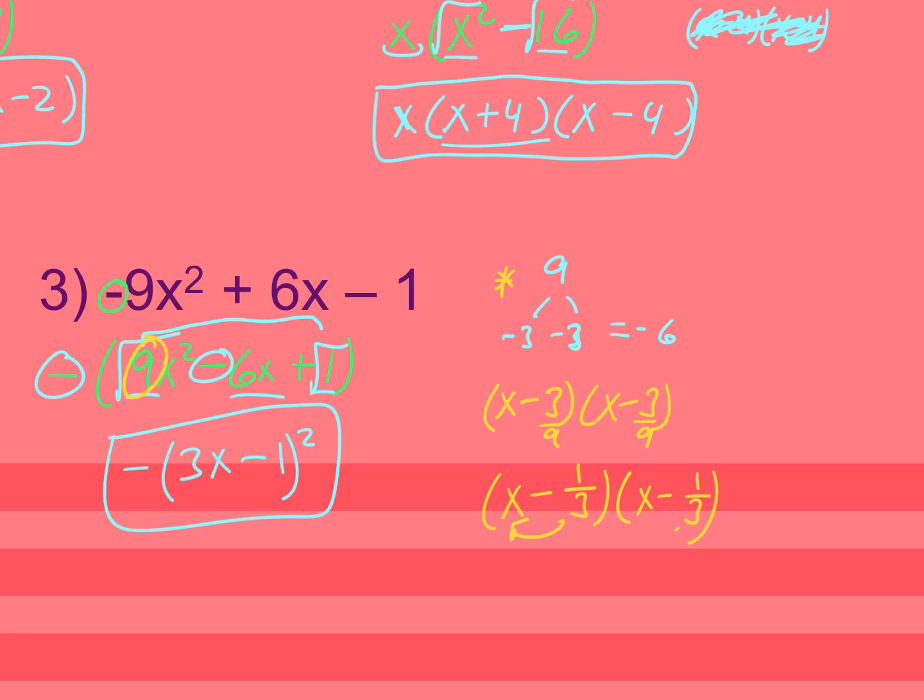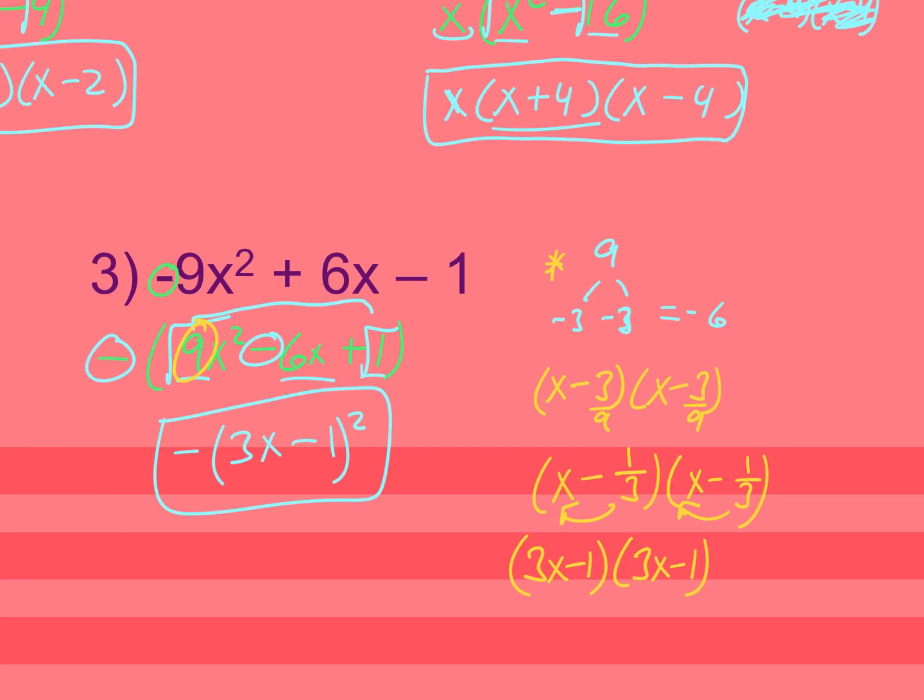We still have a fraction, so I'm going to slide these numbers out front. I get a 3x minus 1 and a 3x minus 1, and there was a negative out front in our original factor, so I'm going to write that. And notice that we get the exact same thing, right? They're written differently, but you can write it either way. I don't mind if you write it 3x minus 1, 3x minus 1, or if you write it 3x minus 1 squared, they mean exactly the same thing.